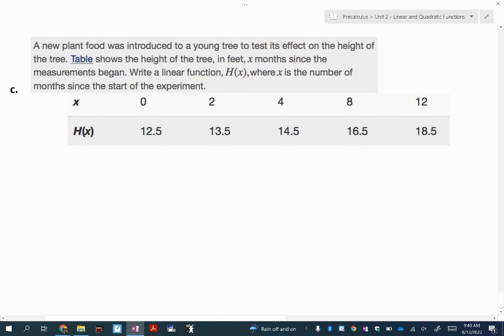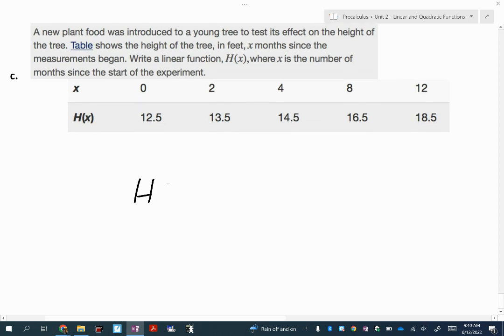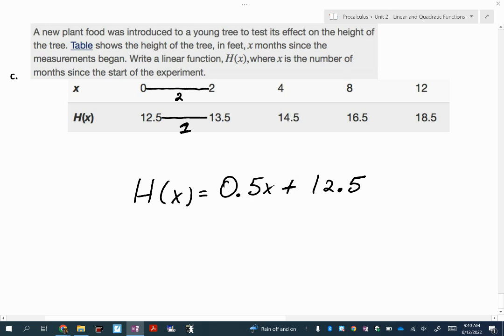We've got a young tree, and they're introducing new plant food to see what happens to the growth each month. So again, like I said before, that first ordered pair of 0, 12.5 gives me my y-intercept. And in this case, that means our young tree is 12.5 feet tall. And this distance is 2. This is going to be 1. Remember, divide the y over the x, so it's 1/2. So it gives me 0.5x plus 12.5.